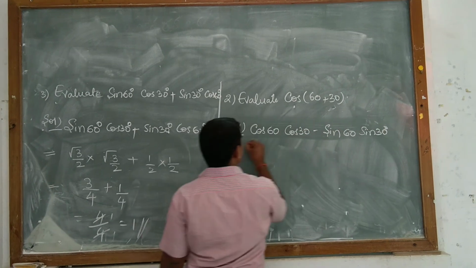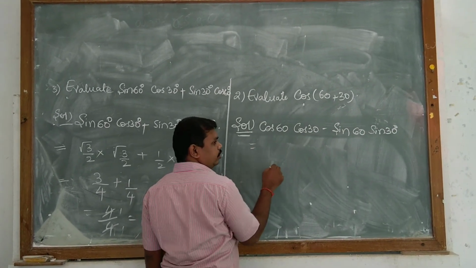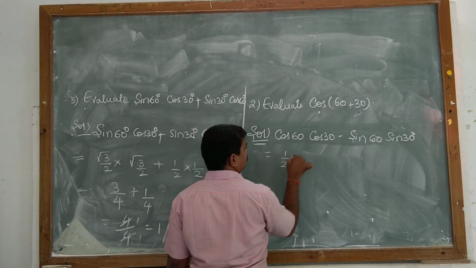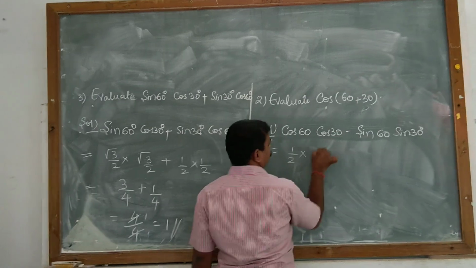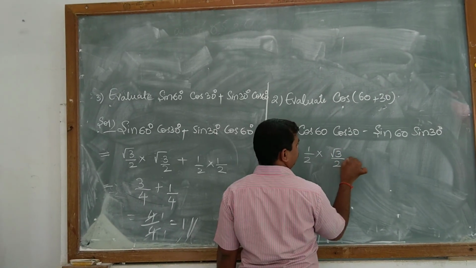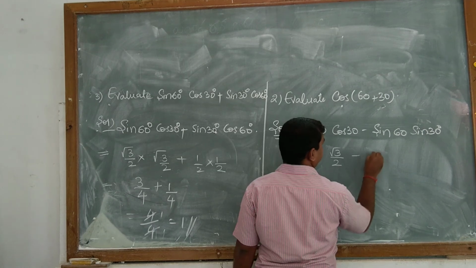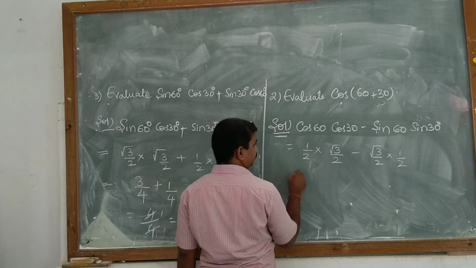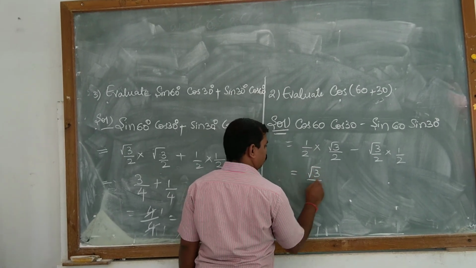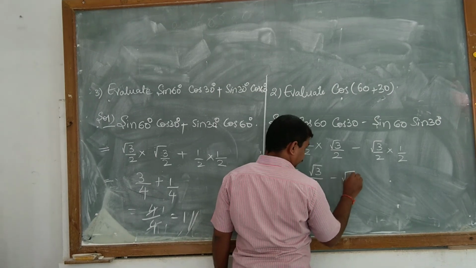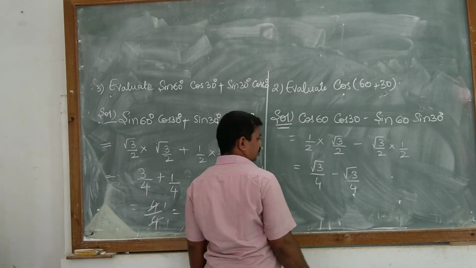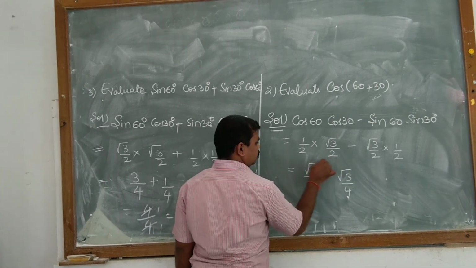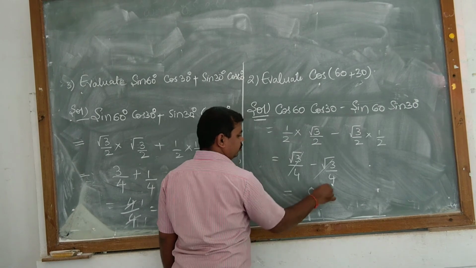Just substitute the values. Cos 60 is half, cos 30 is root 3 by 2. Sin 60 is again root 3 by 2, sin 30 is half. That is root 3 by 4 minus root 3 by 4. Root 3 by 4 minus root 3 by 4 cancel, you get 0.